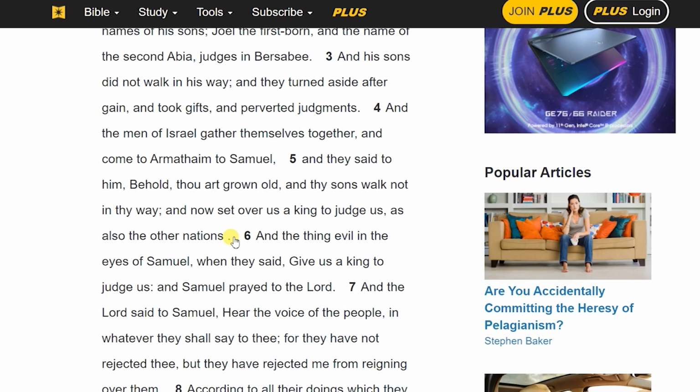So that is why the so-called wicked kings of the earth constructed the word elite, trying to make themselves as high or as important as a high priest. The high priest is not important. He only represents the Creator. So you have to understand that. So continue reading. It says here, and the thing evil in the eyes of Samuel when they said, give us a king to judge us.